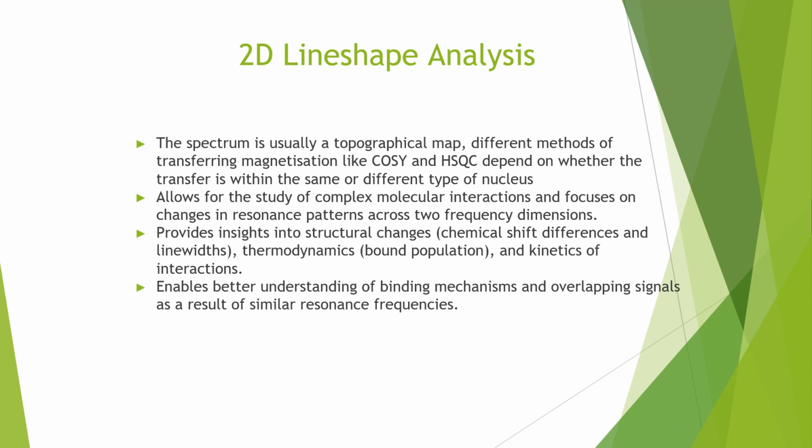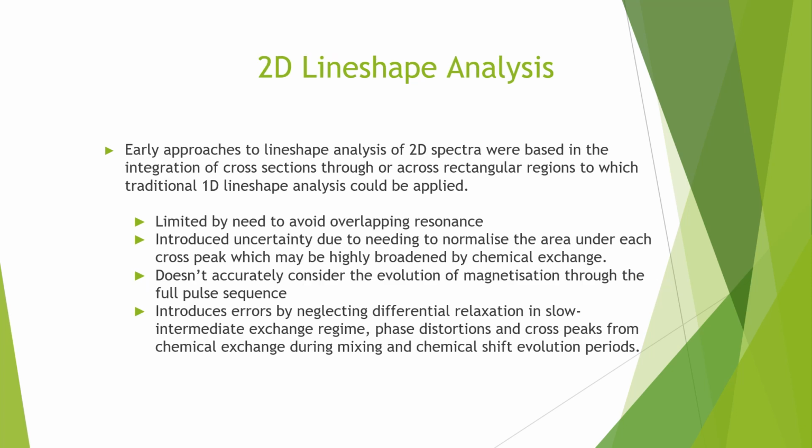This method is especially effective for studying multi-step binding processes and resolving overlapping peaks, enabling a more precise analysis of intricate molecular interactions. Early approaches to line shape analysis of 2D spectra were based on the integration of cross-sections through or across rectangular regions to which traditional 1D line shape analysis could be applied.